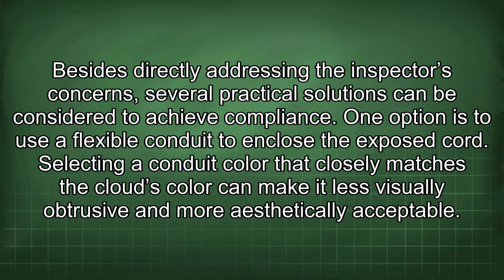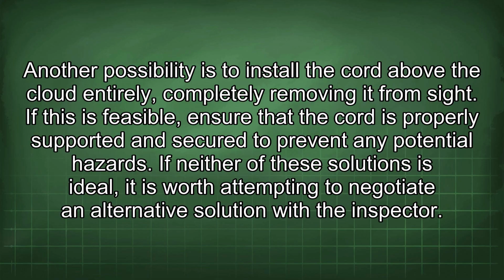Besides directly addressing the inspector's concerns, several practical solutions can be considered to achieve compliance. One option is to use a flexible conduit to enclose the exposed cord. Selecting a conduit color that closely matches the cloud's color can make it less visually obtrusive and more aesthetically acceptable. Another possibility is to install the cord above the cloud entirely, completely removing it from sight. If this is feasible, ensure that the cord is properly supported and secured to prevent any potential hazards.